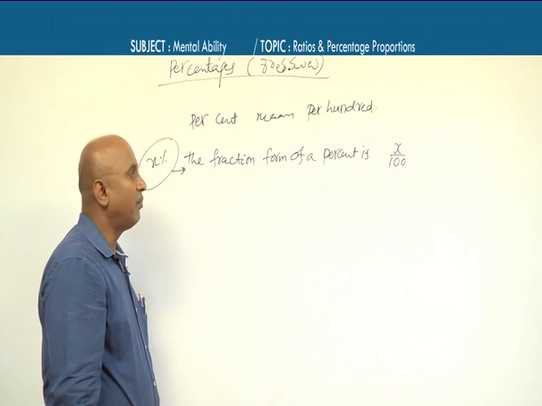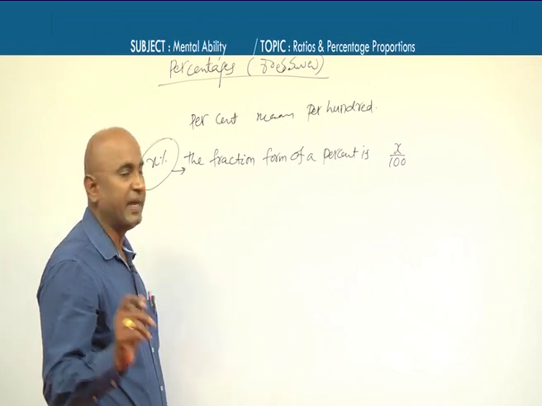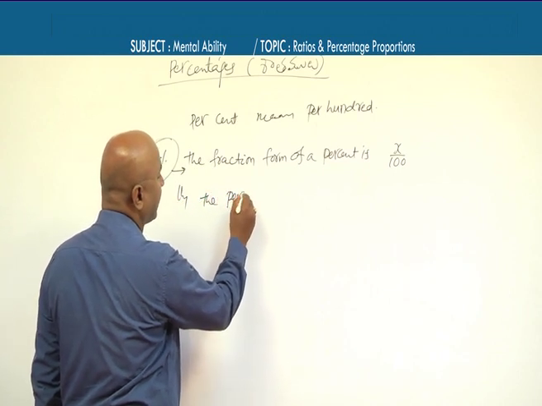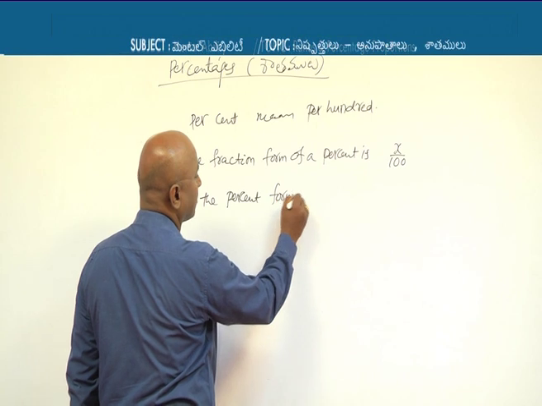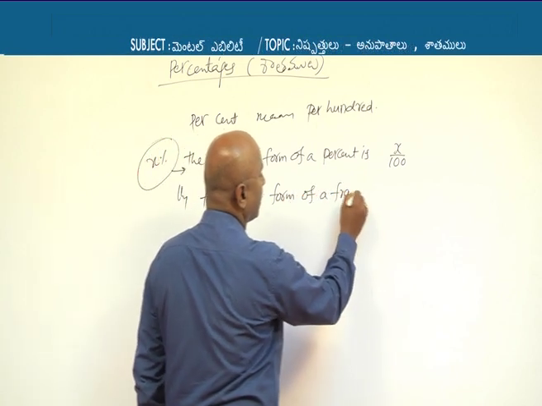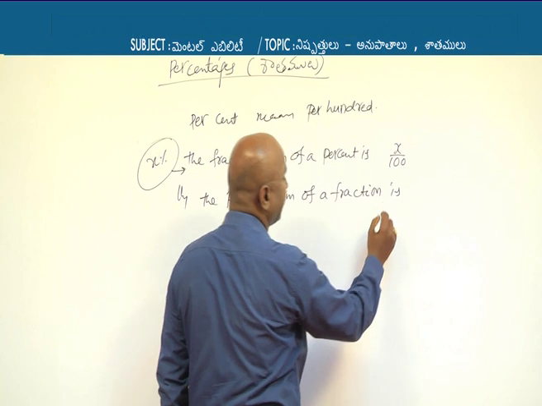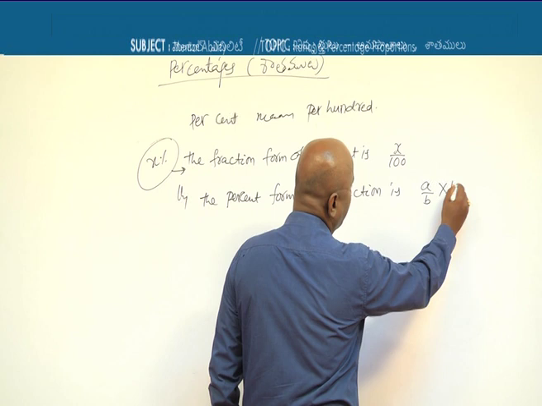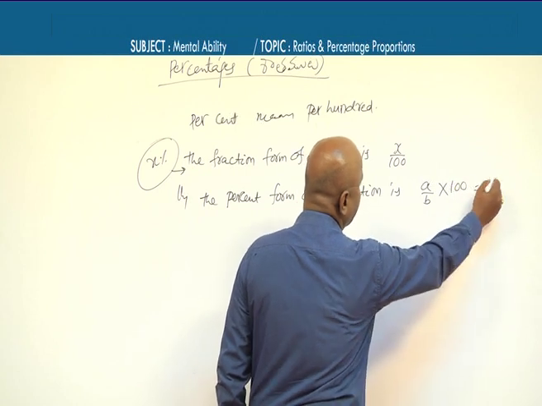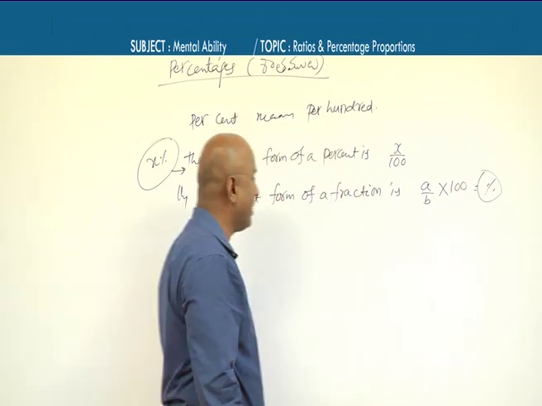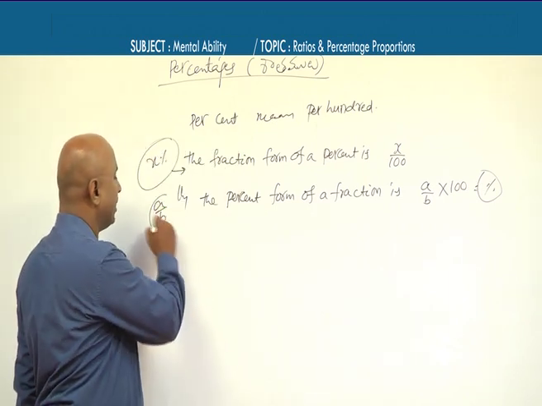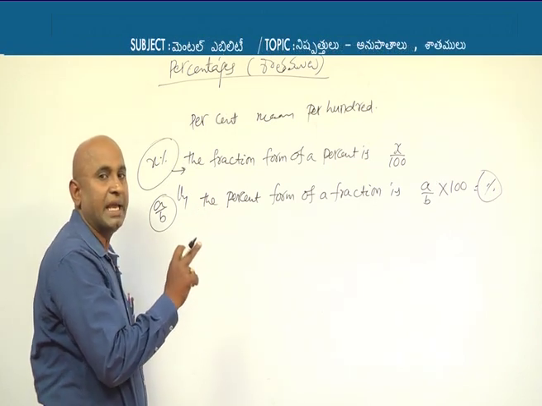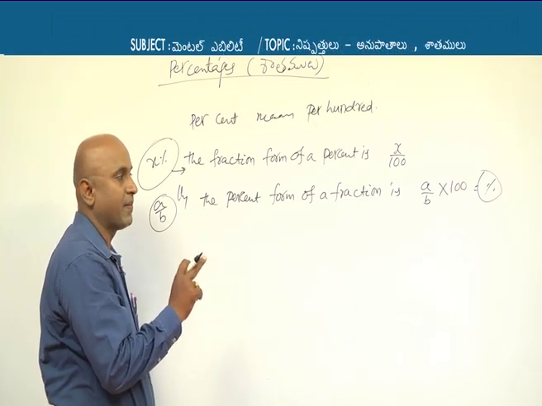The fraction form of a percent is x/100. Similarly, the percent form of a fraction: suppose a/b is a fraction, then multiply it with 100 and you will get the percentage. The percent form of a fraction is a/b into 100%.